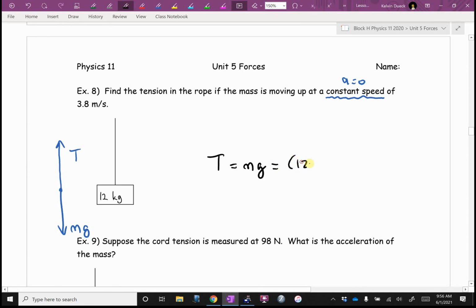Ronan, what's M? 12 kilograms. What's G? 9.8. Don't need the negative in this unit because I took care of that with my winner minus loser, which is what? I can do that in my head. It's going to be 120 take away 2.4. No, 120 take away, yeah, 117.6.